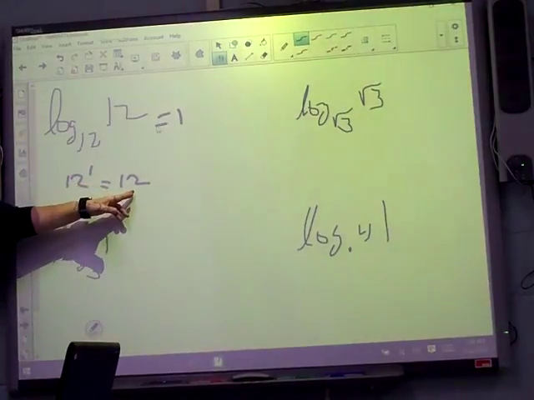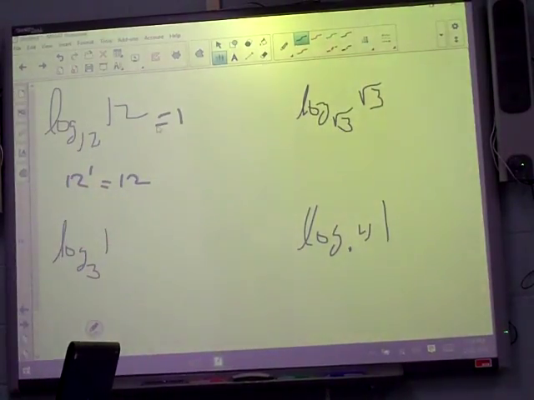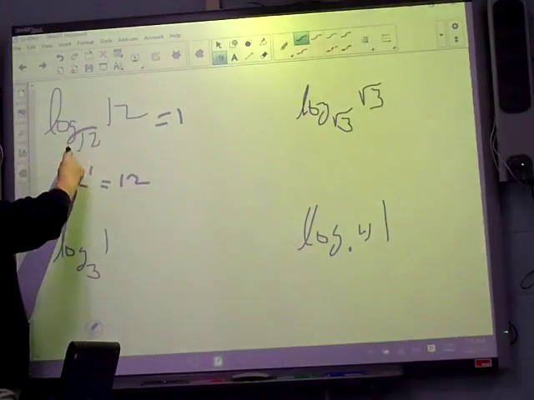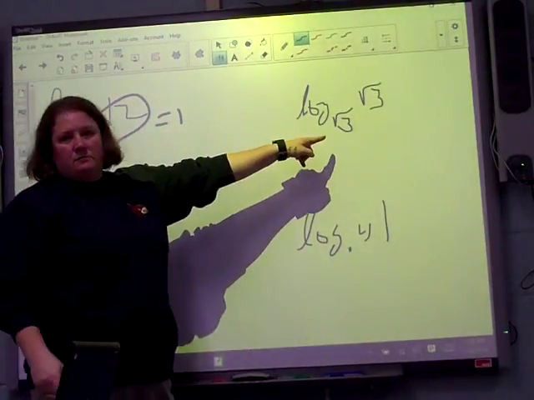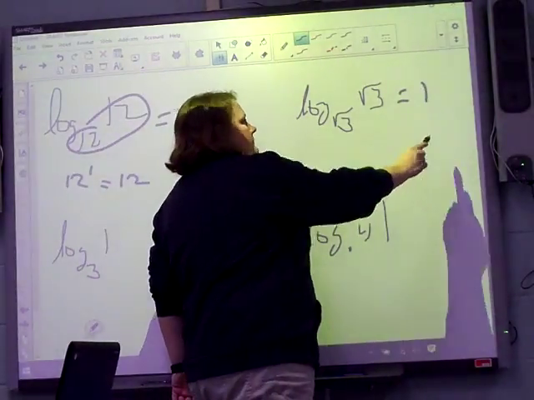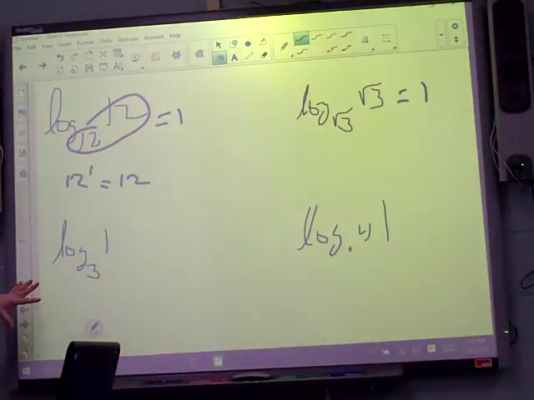Anything to the first power stays what it was. So your mental note and shortcut is when your base and your number are the same, it's going to be 1. So what's this one going to be? 1. Okay? Check this one now.